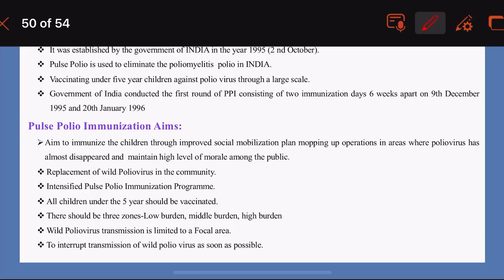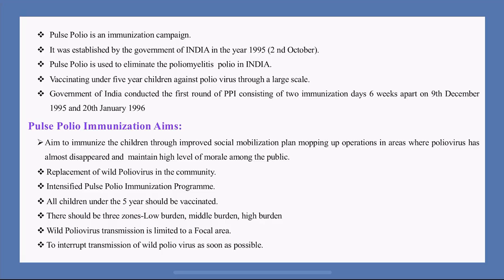There should be 3 zones: low burden, middle burden and high burden. They have divided the areas into low burden, middle burden and high burden. Wild polio virus transmission has been limited to a focal area. Also, their aim is to interrupt the transmission of wild polio virus as soon as possible, immunize all the children, replace the wild polio virus in the community, and carry out the intensified pulse polio programs for all children under 5 years of age. The main aim is to eradicate the polio and make the world a polio free world.